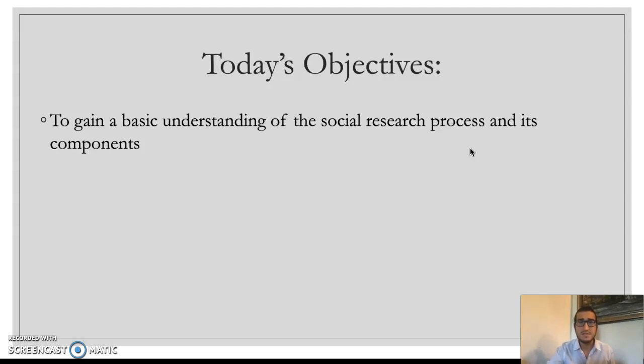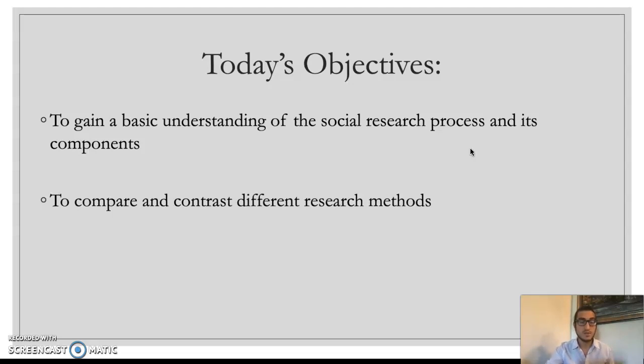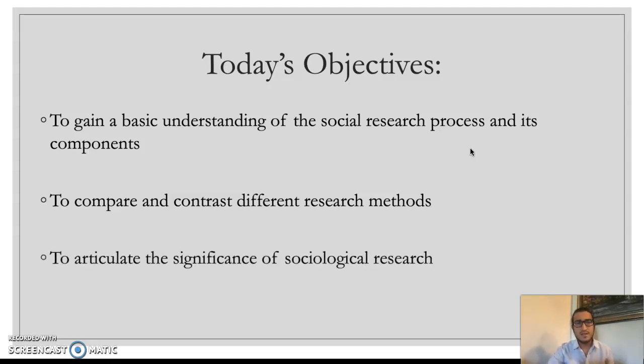So we're going to talk a lot about the specific process that it takes to conduct science, particularly sociological research, which of course is going to be research that has to do with human interactions and better explaining patterns of human behavior in societies. We're also going to compare and contrast several different research methods. As we'll talk about later in this presentation, sociologists use multiple different methods to collect the data that they end up analyzing to help better understand our social worlds. So we'll take a closer look at several of those that are most commonly used, specifically in the field of sociology. And then another overall objective of this presentation is to be able to articulate the significance of sociological research.